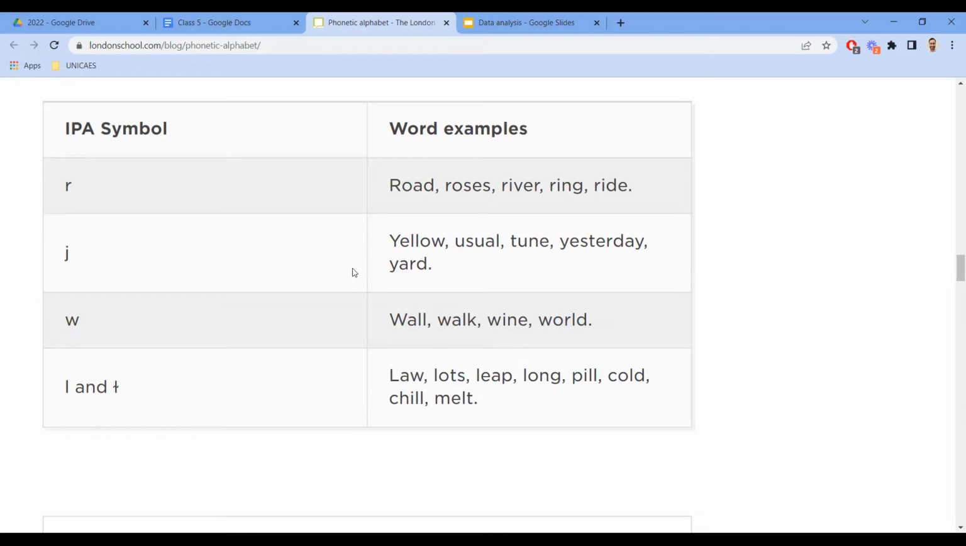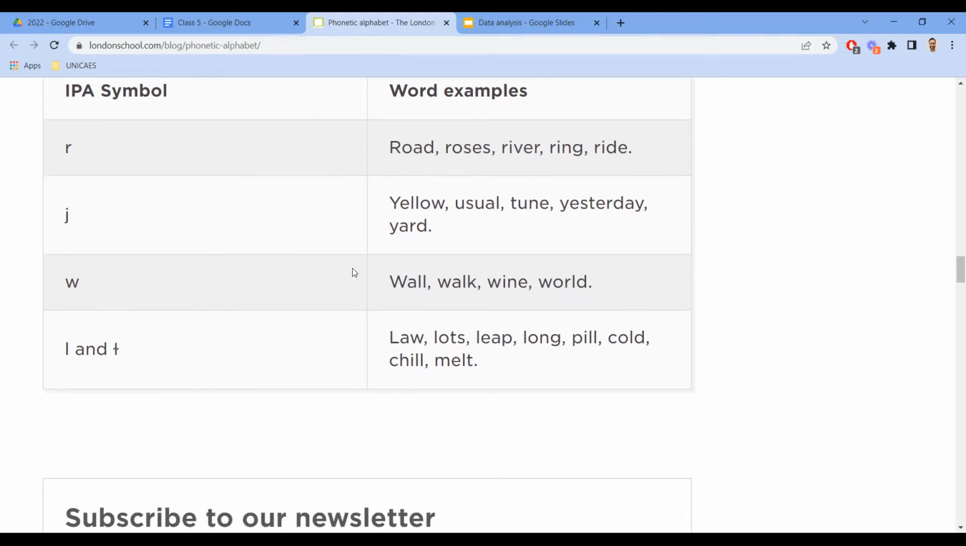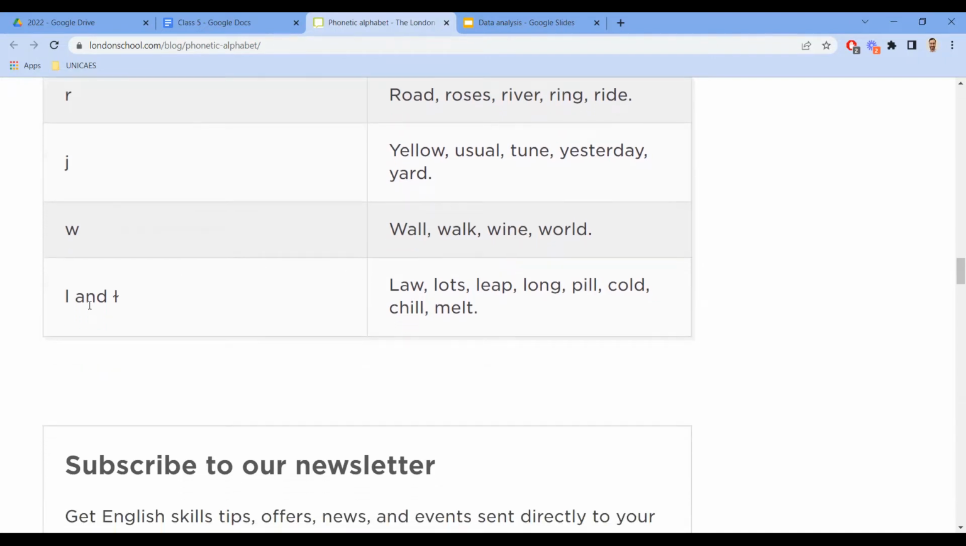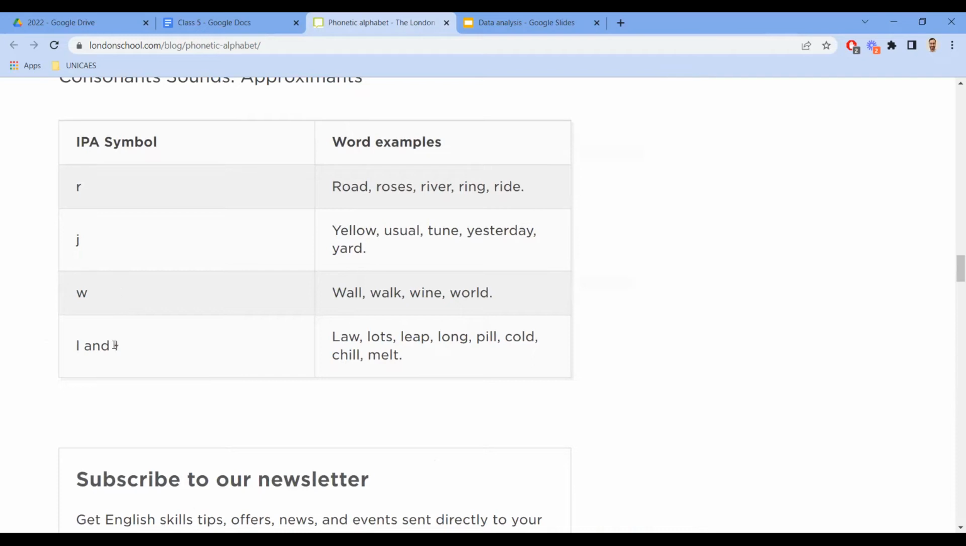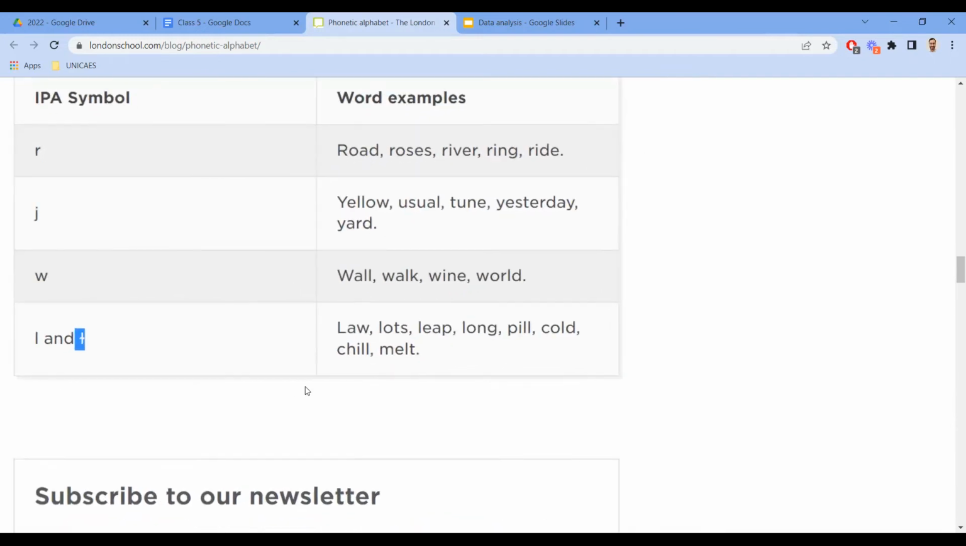So my recommendation is the same. So also we have the W sound that basically is a U sound. Wall, walk, wine, etc. And then we have the L and the variation of the L. I don't remember right now that this has a special symbol, but it is low, lots, leap, long, pill. This is the L when you roll it.